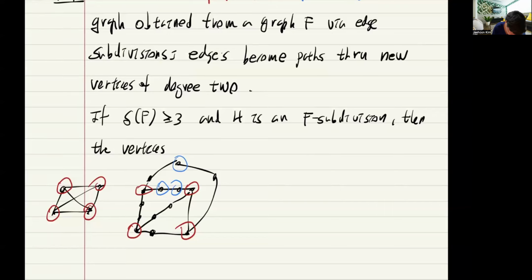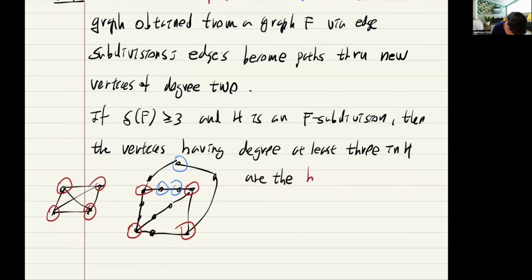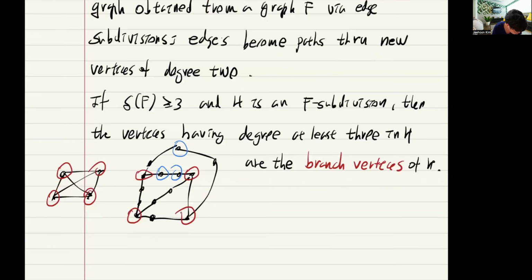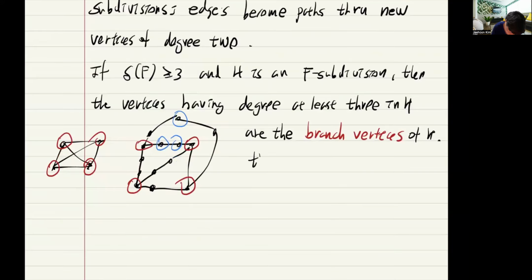They are called the branch vertices. The vertices having degree at least 3 in H are the branch vertices of H, and these are the images of vertices of F.